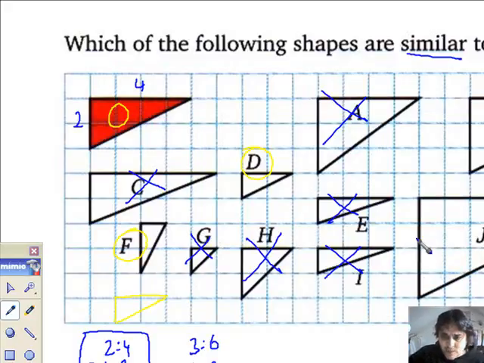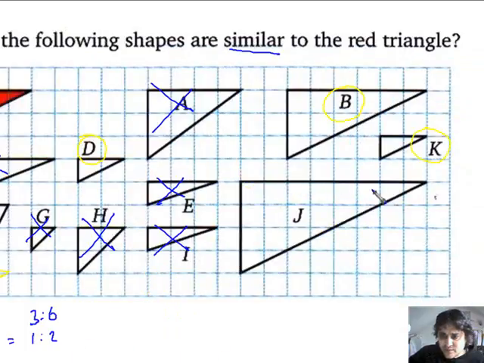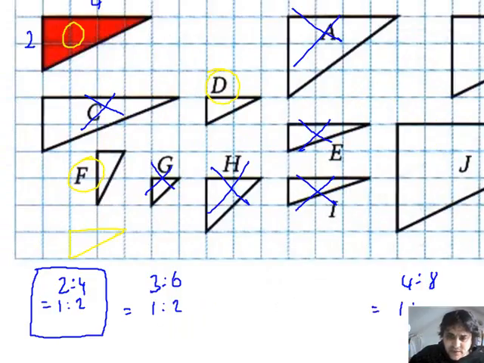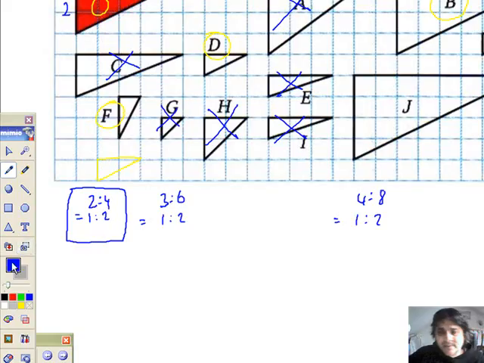Look at J. 1, 2, 3, 4 up. 1, 2, 3, 4, 5, 6, 7, 8 across. So I'm playing with a 4 to 8, and straight away you can see that's a 1 to 2 ratio, which fits with the 2 to 4, which is what the red is. So therefore J is similar to the red triangle.